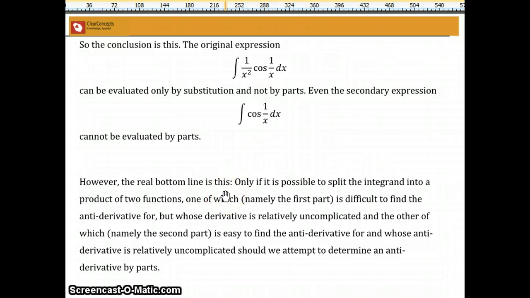The real bottom line is this: when should you be thinking of parts? Only if it is possible to split the original integrand into the product of two functions, one of which we will call the first part, is difficult to find the antiderivative for, but whose derivative is relatively uncomplicated, and the other of which, namely the second part, is easy to find the antiderivative for, and whose antiderivative is relatively uncomplicated, should we attempt to determine the antiderivative by parts. So I hope that answers your question. The answer is no, but here's the more important conceptual issue that you need to consider when you are thinking about parts.